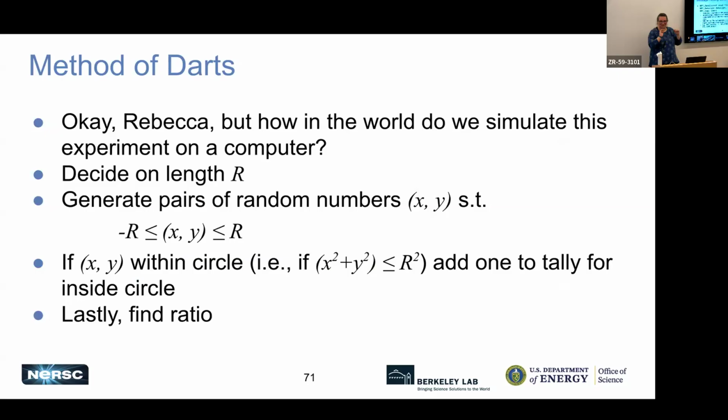Okay, so now we know how to do it in real life, right? But we don't know how to do it on a computer. Well, it's not that hard. So first of all, we just decide on a length, r. Okay, I like 1. 1 is always good. And then we generate pairs of random numbers x and y, such that x and y are between -r and r. And if x, y lies within the circle, meaning x squared plus y squared is less than or equal to r squared, then we add 1 to our tally for inside the circle. Otherwise, we don't. And then we find the ratio of the total number that were inside of the circle and the total number that we threw.